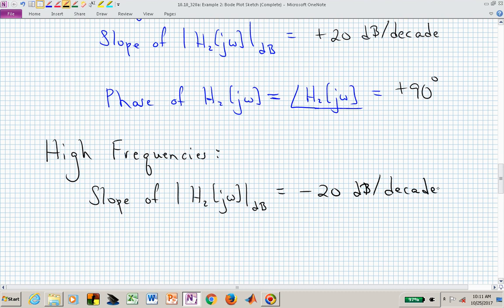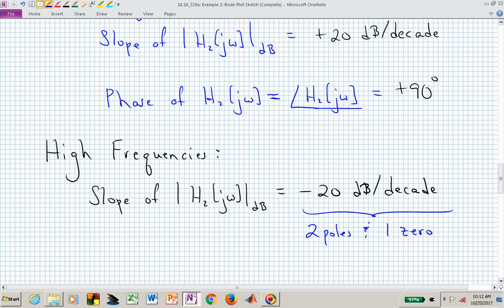per decade. And we could actually reason that without walking from small frequencies to high frequencies as I just did. We could say, oh, we have two poles and we have one zero.